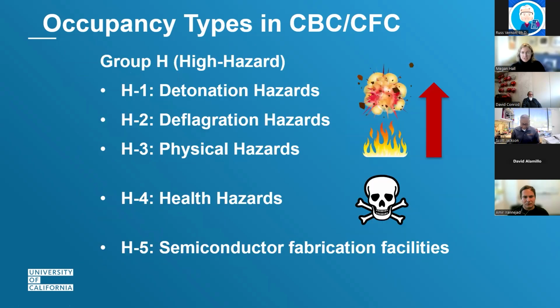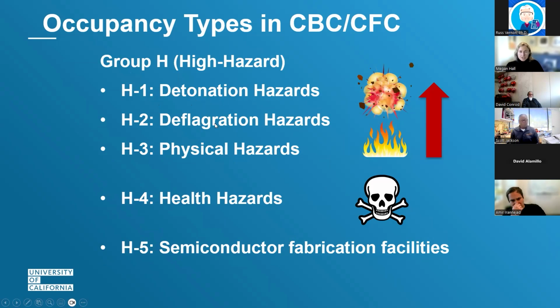Group H. Now, this is definitely our high hazard occupancy type. So this could be a whole building or a single room. These H's have changed over the years. So currently our H1s, 2s, and 3s are for physical hazards. H1 occupancies are for detonation hazards, and H2s for deflagration hazards.